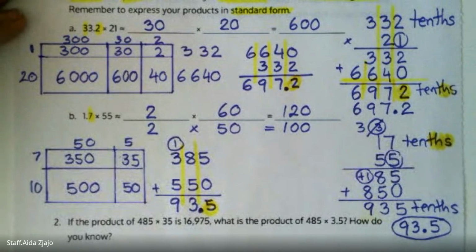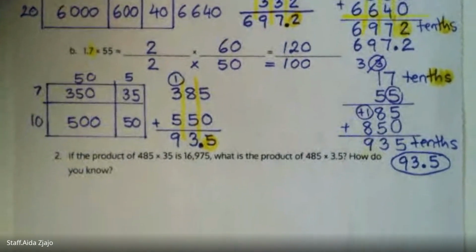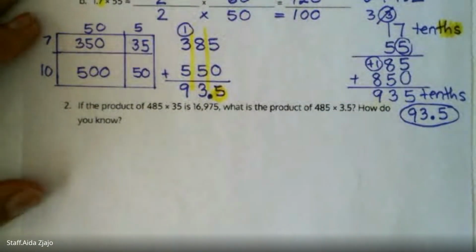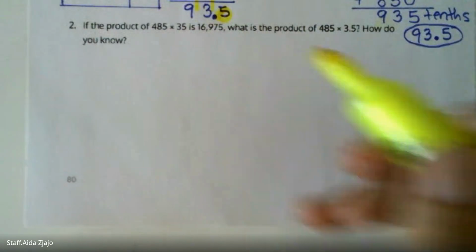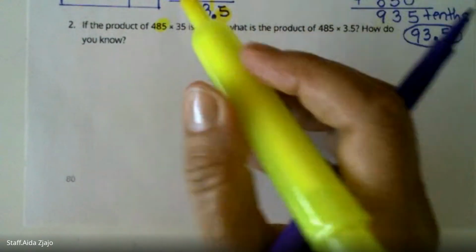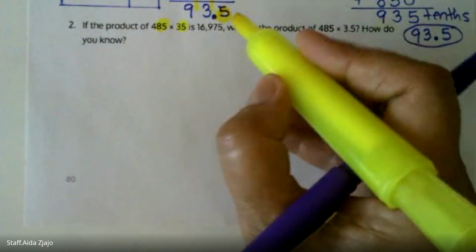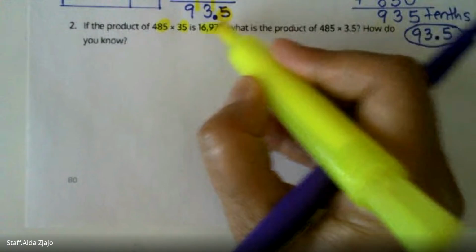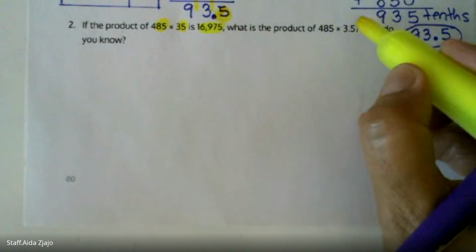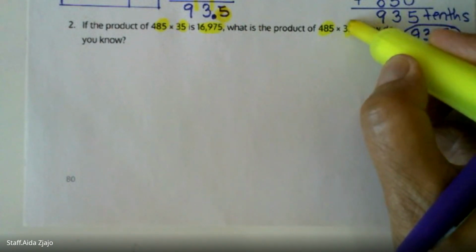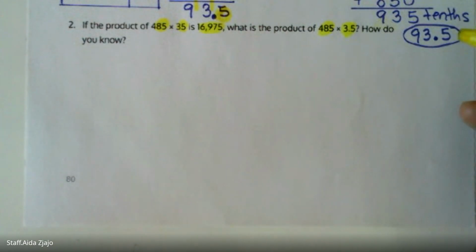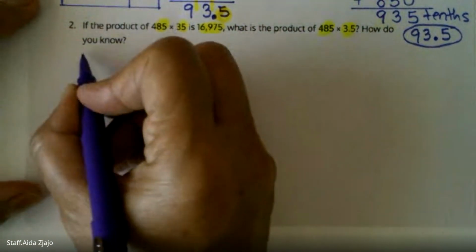Okay, let's see what that was. A and B for exit ticket grade 5 mission 2. Let's see what they ask for number 2. If the product of 485 times 35 is 16,975, what is the product of 485 times 3.5, 3 and 5 tenths? How do you know?